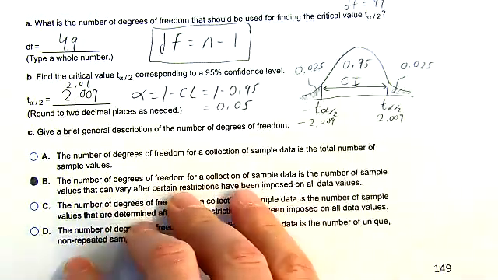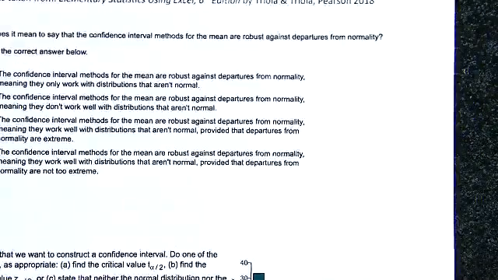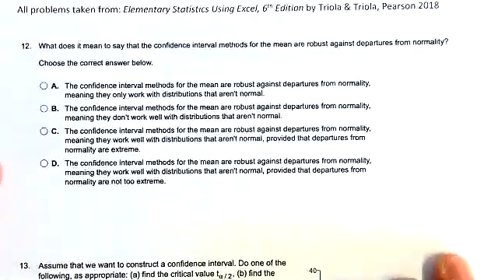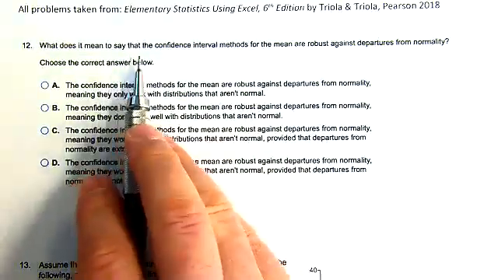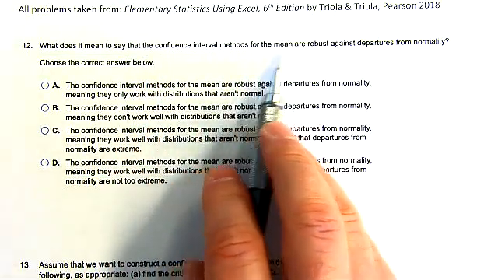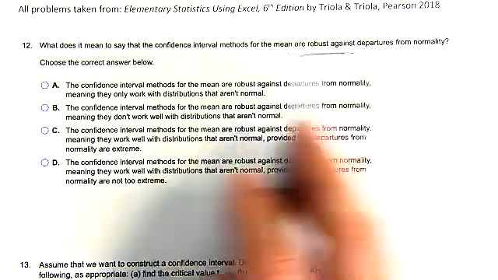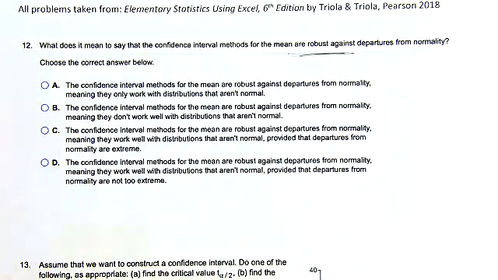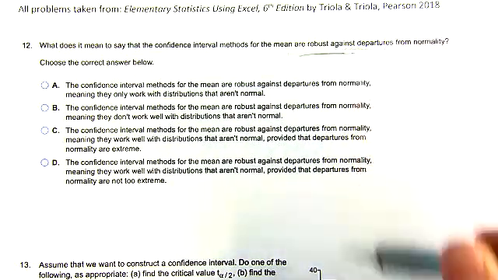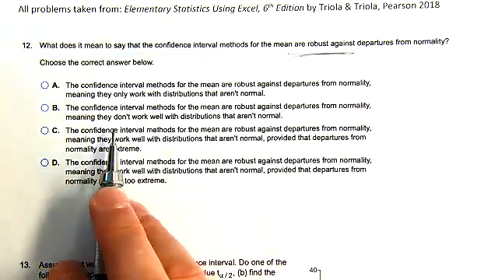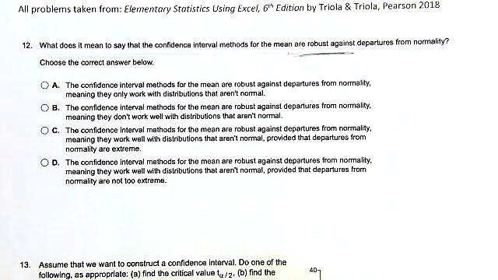Okay, so that's the first problem. Let's look at 12. 12 says, what does it mean to say that the confidence interval methods for the mean are robust against departures from normality? Choose the correct answer. It's actually easier to answer this question with the next problem. So let me give you the answer here, and then we'll see the next problem will really drive the point home. The answer here is D.